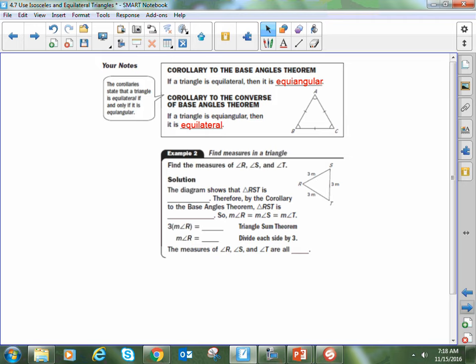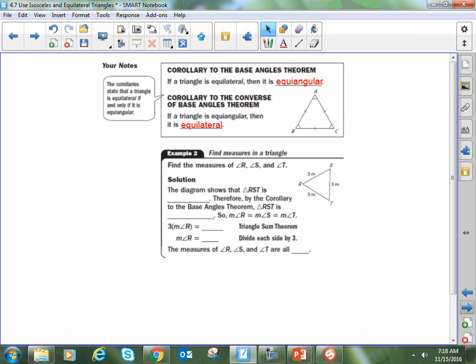Now, equilateral triangles are going to play a part in future lessons also, particularly when we're talking about special right triangles and a little bit when we're talking about regular polygons. But for the time being, just recognize that all the sides and all the angles are the same.